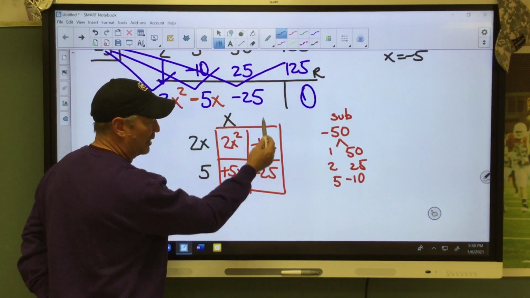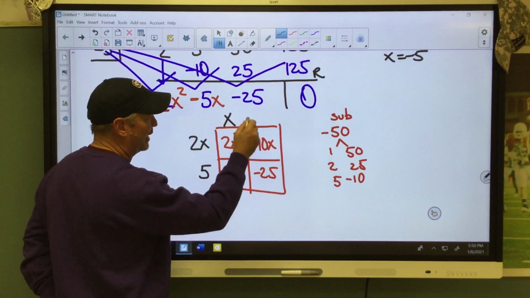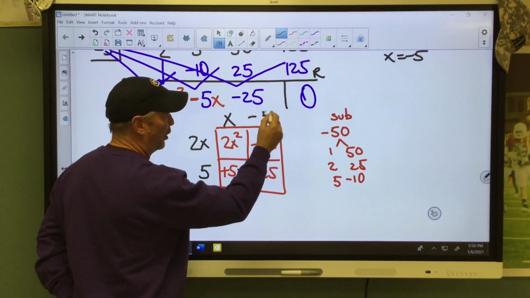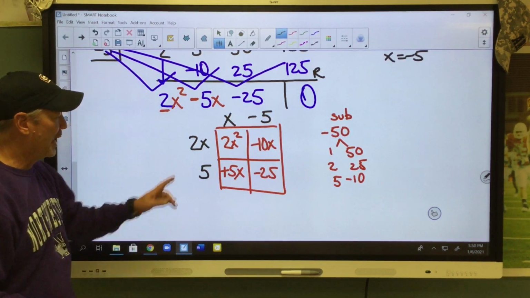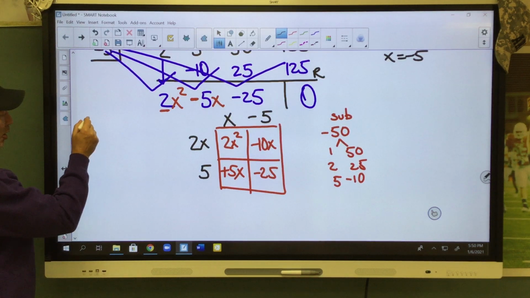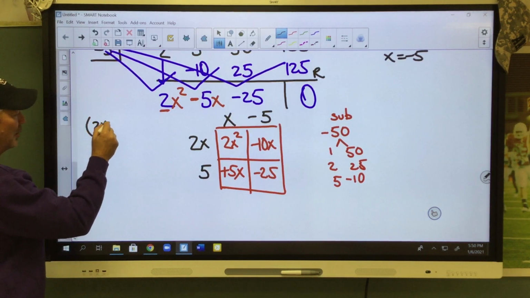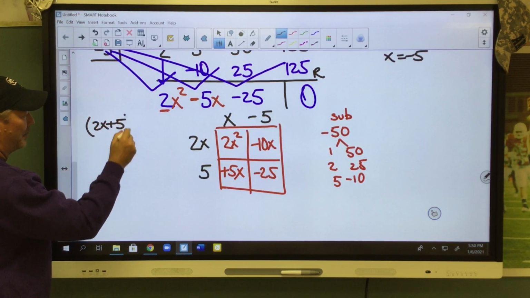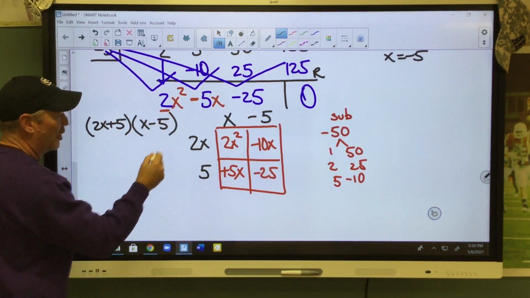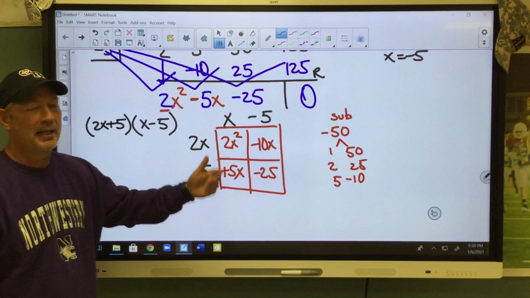When we go up in this last column, we have a negative sign in common, and the number 5 goes into both of those. So now I have finished factoring. My two factors are 2x plus 5 and x minus 5. These are our two remaining factors.